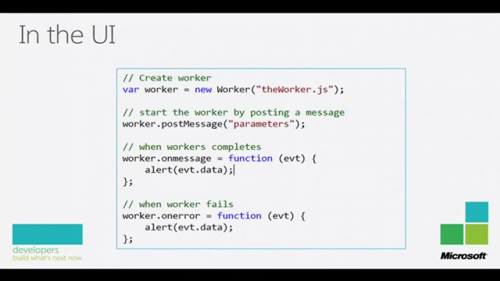The code that you have to write to get it working is pretty simple. What you do is create a new worker, and the script that you want to run in the background, you pass that as a parameter while you're creating your new worker. To start the worker, you call the postMessage method. Then from the moment that the worker is working, at some point in time it's going to come back, and if it worked, it will call the onMessage method. If there was an error, it's going to call the onError method.